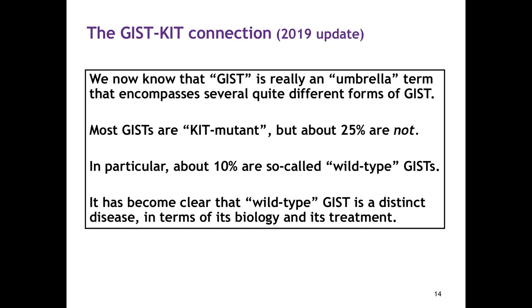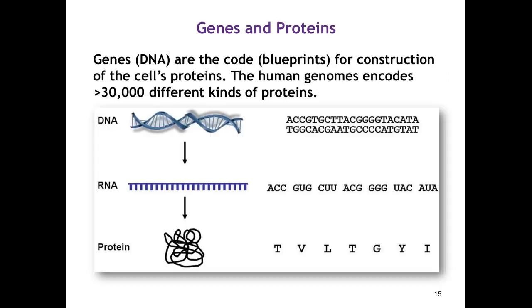In fact, there are about 10% that are so-called wild-type GISTs. Many of you will have heard that term, wild-type GIST. Wild-type is the term a geneticist uses to say a normal gene that has not been mutated. We're learning more about wild-type GIST every year. It's now quite clear that wild-type GIST is really a distinct disease, quite different in its biology and treatment compared to KIT or PDGFRA mutant GISTs. So I'll elaborate on that as we go along.